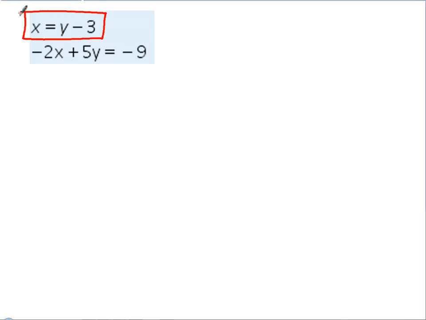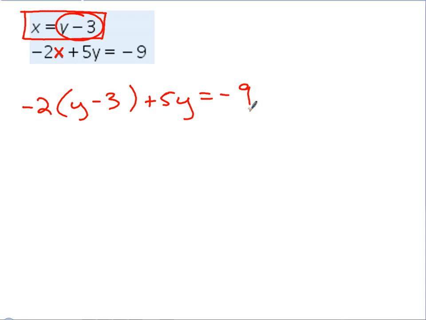And so we're going to substitute all this stuff for that x, right? What used to be an x, I'm going to trade for a y minus 3. There's my substitution. So we end up then with -2 times all that stuff. Now I have to put it in parentheses because there's more than one thing, right? -2 times (y minus 3) plus 5y equals -9. There's my substitution, right? Okay, makes sense? Now what?